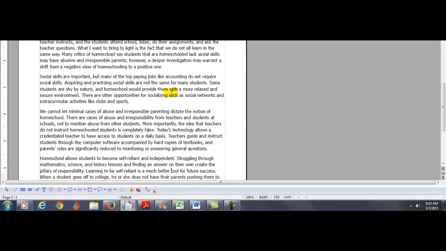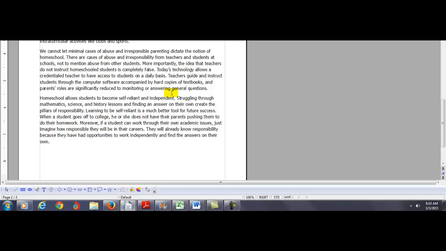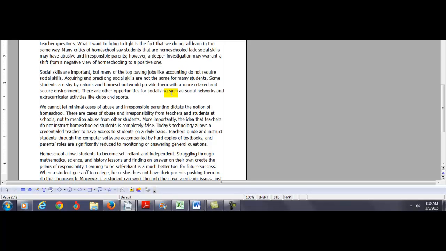So we'll go to the listening passage here. This is what you didn't say. This is where you're leaving out some important information. You might want to say homeschooling gives students a more relaxed, kind of secure environment. And even though these students don't socialize maybe as much with other students, they do have chances to socialize, such as social networks and extracurricular activities like clubs and sports. So I think you didn't really include all the important information from the lecture here.